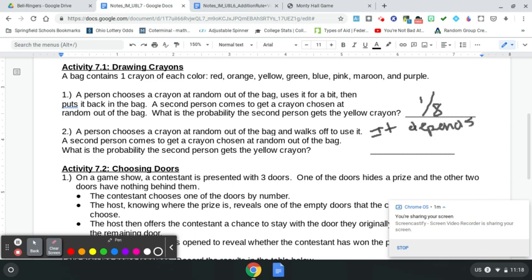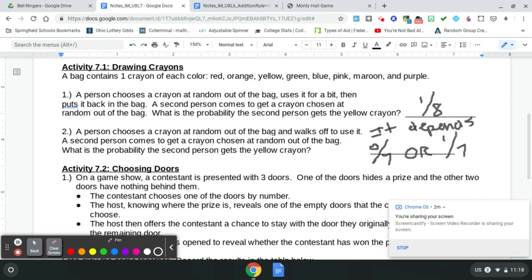It depends on 2 things. If the first person pulled out the yellow crayon, how many yellow crayons are left? Well, that's 0, and there's 7 crayons left. So that's 0 out of 7. Or maybe they pulled out the red, orange, green, pink, blue, maroon, or purple crayon. In that case, the yellow crayon's still in there, but there's still only 7.